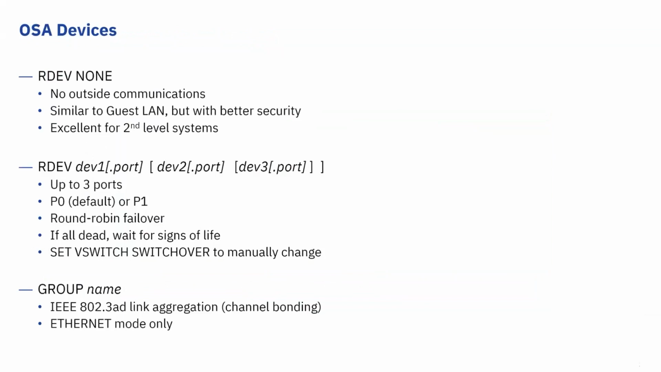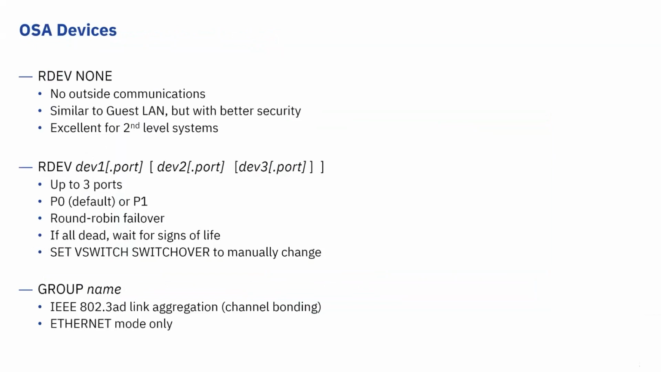All right, so for the OSA devices, the default is RDEV none, which says that you're not going to have any uplink at all. Excellent for second level systems. I can specify the device numbers, and those will be in triplets, so there'll be a sequence of 3 devices. I specify the first device of a triplet.